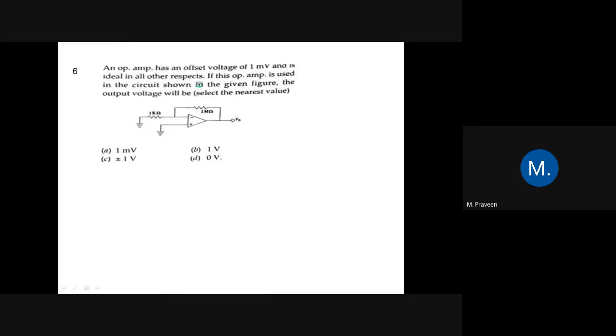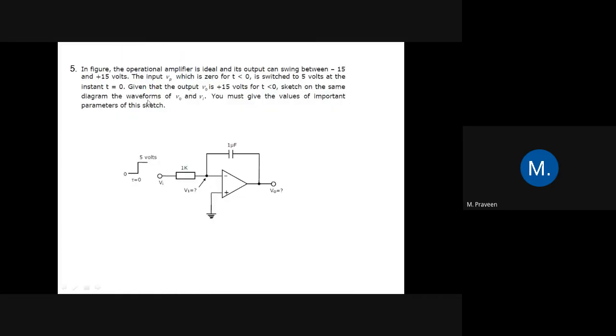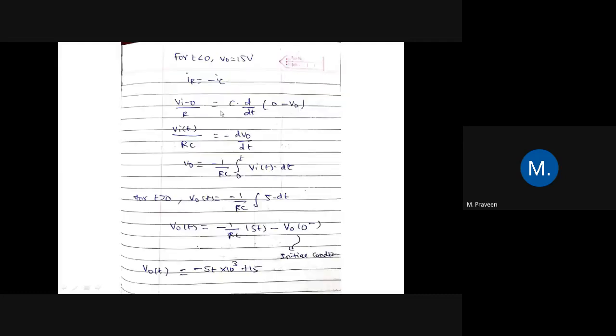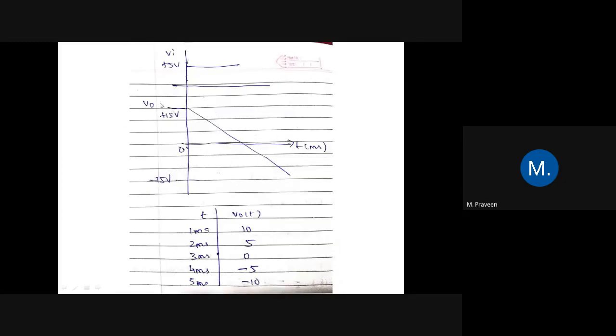And similarly, for the output voltage also, it is plus 15 volts for t less than 0. Only for t less than 0 the condition is given, and we have to draw what it is for t greater than 0. So for t greater than 0, we have to plot the graph here. If you plot for V naught, for t less than 0, it is plus 15 volts. And for t greater than 0, we have already found the various values here.